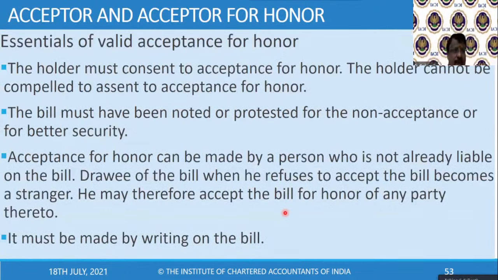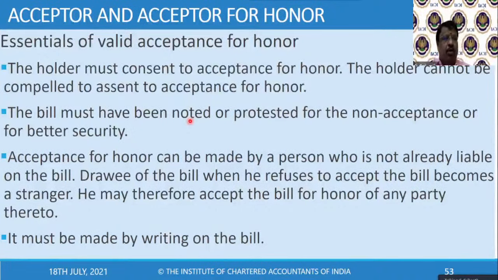The holder must consent to the acceptance for honor because the holder cannot be compelled. The holder should also accept. The bill must have been noted or protested, not important, but then a notary public should confirm that this was not accepted and this fellow is coming as an acceptor for honor. The acceptance for honor can be made by a person who is not already liable on the bill.